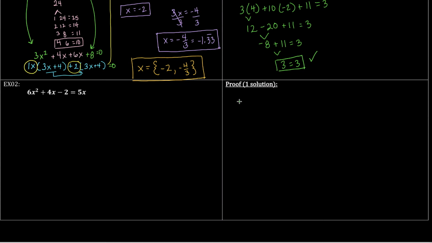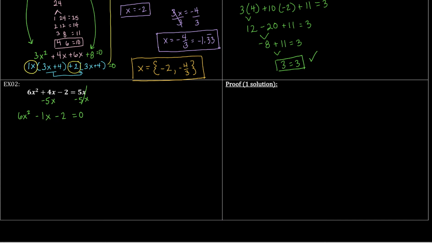So let's do this one. I need to make this say a 0. So I'm going to use this. So minus 5x. Keep in mind this is 5x. So instead of taking it from the 2, I need to take it away from the 4x. So I get 6x squared, 4 minus 5 is minus 1x, minus 2 equals 0.